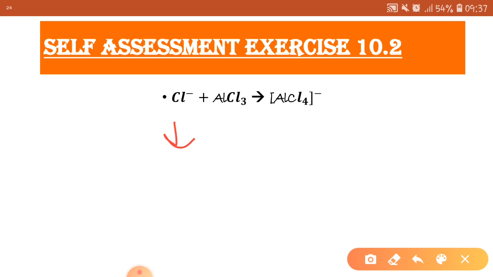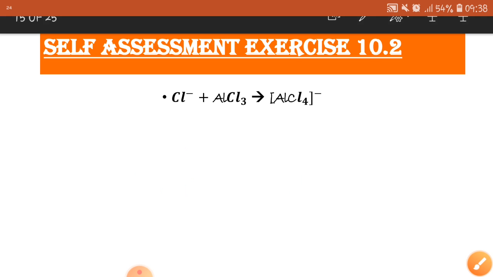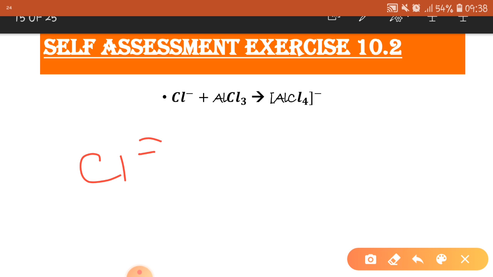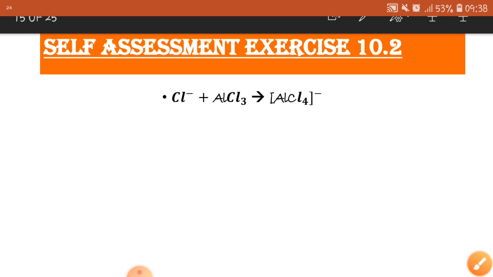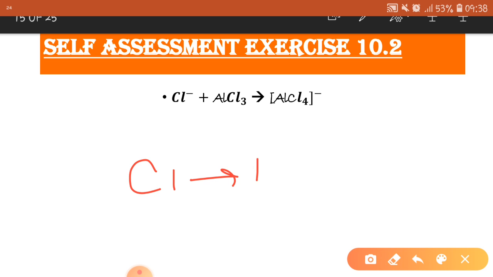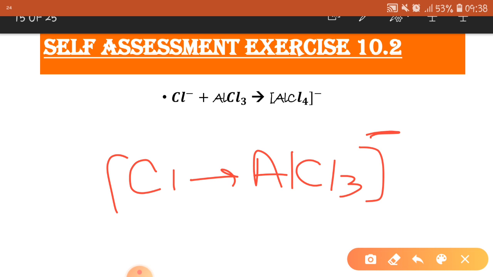So in this reaction, chloride ion is a Lewis base, aluminium trichloride is a Lewis acid, and there is the formation of a coordinate covalent bond between the Lewis acid and the Lewis base. This coordinate covalent bond will be represented like this: Cl donating its electron pair to aluminium trichloride, with a negative charge on the whole adduct molecule.